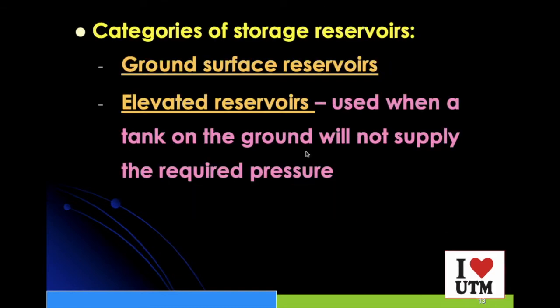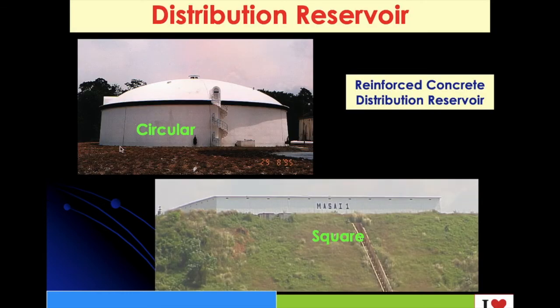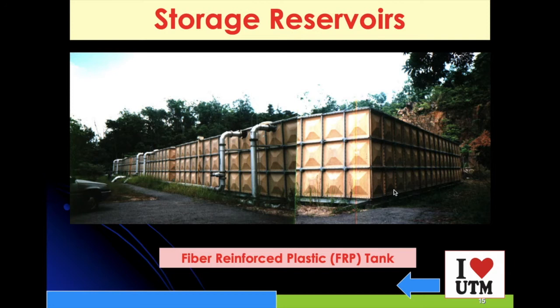We have several types of reservoir. We also have the ground surface reservoir. This is a ground surface reservoir. You have a circular type and a square type. And this is a fiber reinforced storage reservoir. This is on the land.